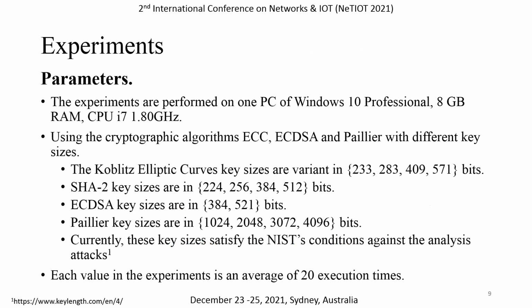For the experiments, we use a PC with Windows 10 Professional, 8 GB RAM, and a CPU i7 1.8 GHz, and we use some parameters of the algorithms ECDSA and RSA with different key sizes. These are the different key sizes we can use in the experiments, and each value is the average of 20 execution times.